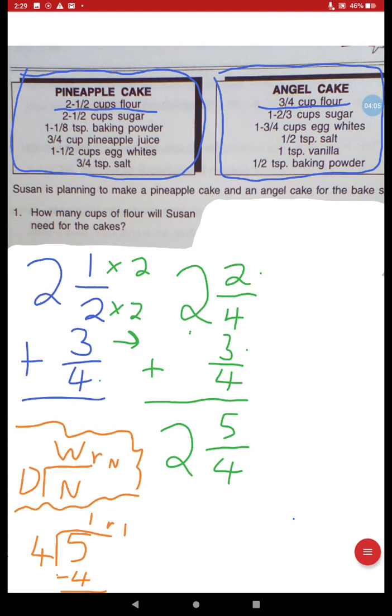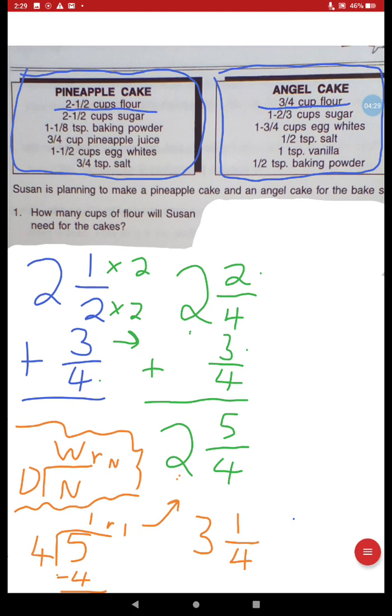So this 1 whole gets combined with these 2 wholes. So 1 whole plus 2 wholes gets me 3 wholes. See that? 2 plus 1 is 3. My new numerator is going to be 1 because that's my remainder. My denominator is still going to be 4. So now I have 3 1/4.